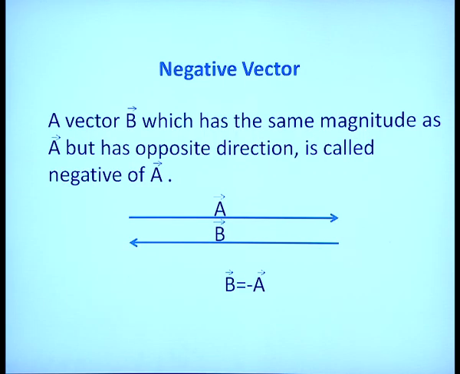Now, what are negative vectors? A vector B which has the same magnitude as A but has opposite direction is called the negative of A. You can see on your screen that there are two vectors A and B. The length is the same in both cases, but the direction of B is opposite to that of A. Hence, we can say that the vector B is the negative of vector A. We represent the negative vector by putting a minus sign. As you can see, B is the negative vector of A, hence we can write B equals minus A.